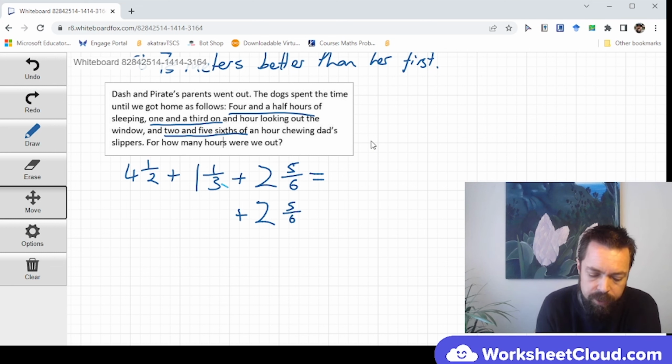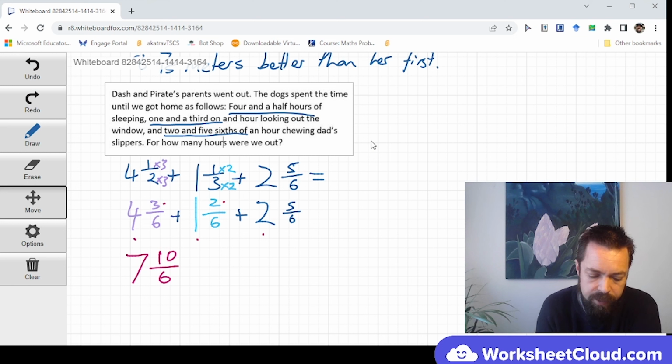So what did I do to a 3 to make it a 6? Times by 2, so that becomes 1 and 2 over 6. And what did I do to this? I times by 3, so that becomes 4 and 3 over 6. All right, now I've got my denominators the same. This shouldn't be too complicated. 4 plus 1 is 5, plus 2 is 7. So 7, and we know our denominator is going to be 6. 3 plus 2 is 5. 5 plus 5 is 10.